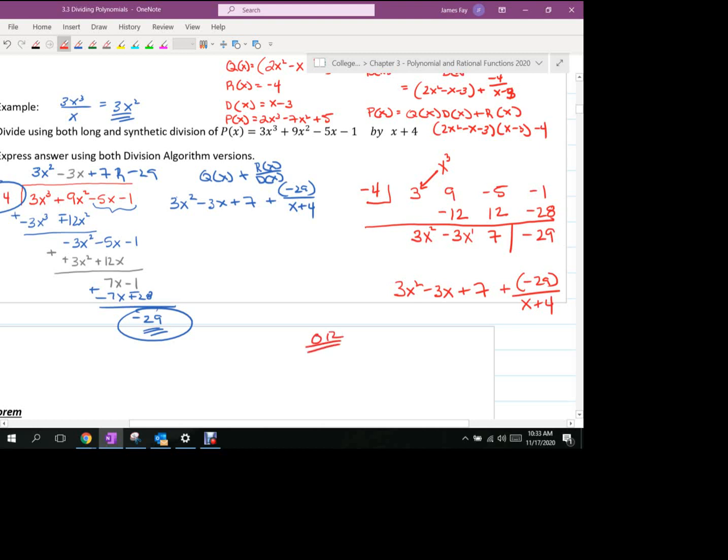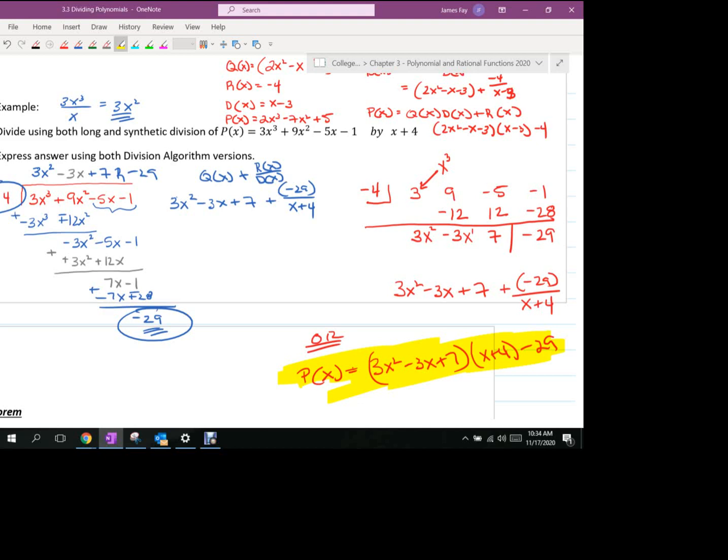Or we can say P of x is equal to the quotient times the divisor plus your remainder. Those are all alternative options. I think you're going to need to eventually, based on where this is leading us, this is going to become your preference of writing it that way. I show the other one because every once in a while WebAssign will ask you that way.